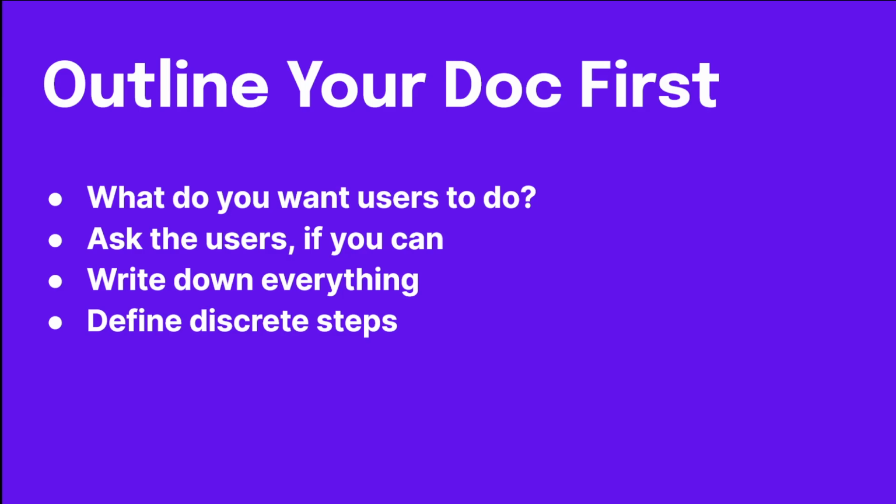Phase 1 of the outline process, just make a pile of tasks. Give yourself time to do this. It takes time. This is not something that you can sit down in 10 minutes and write down everything that you think a user might want to do with your product.